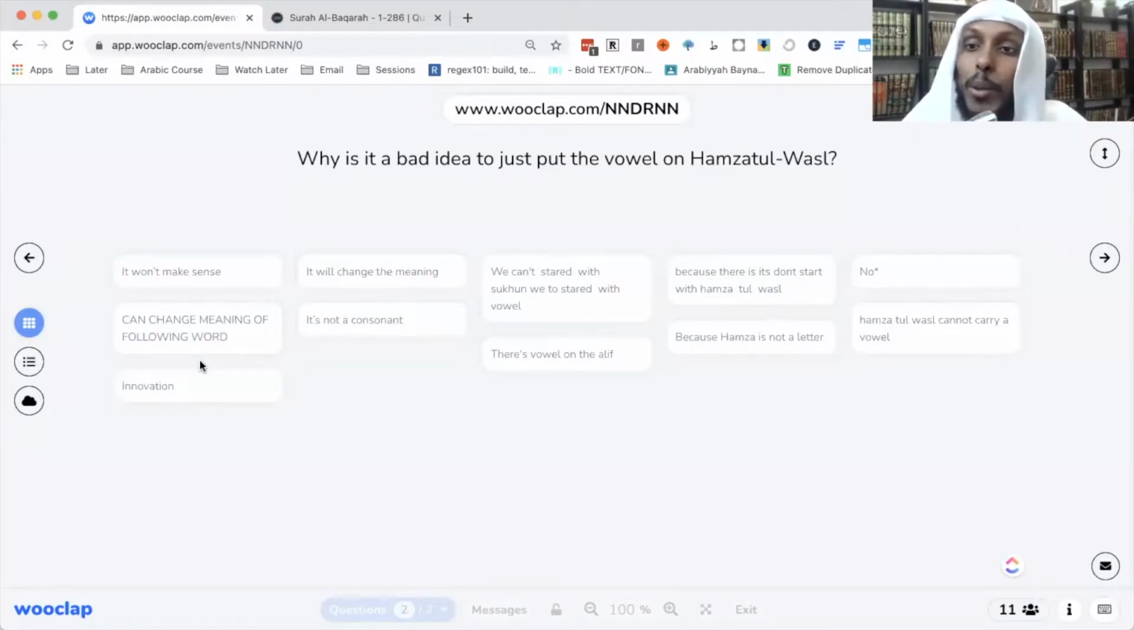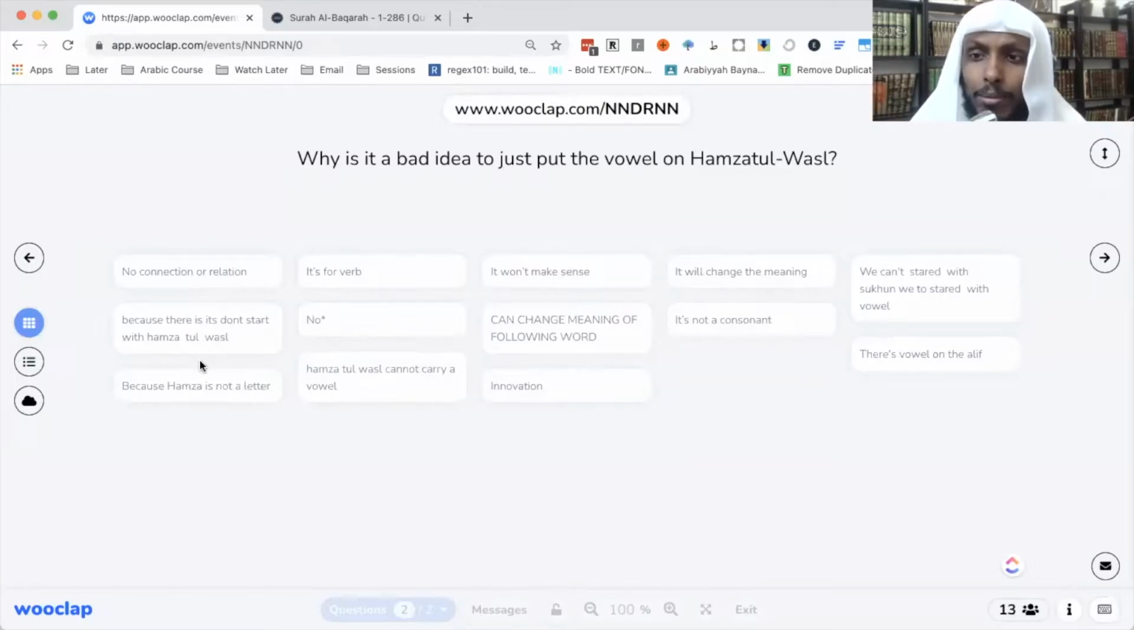At least for those people that don't know, because they'll end up pronouncing the vowel. So Hamzatul Wasl, its main job is to connect. Its main job is just to be there and be ignored. It only comes into play and it only comes to the rescue when you want to start with that word, and there's no word before it which you can borrow the vowel from. There's no word before it that you can connect that vowel to this new word.